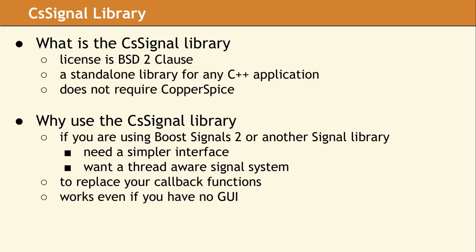CsSignal is a BSD licensed library. Since it is a standalone library, you can use it in any C++ application.